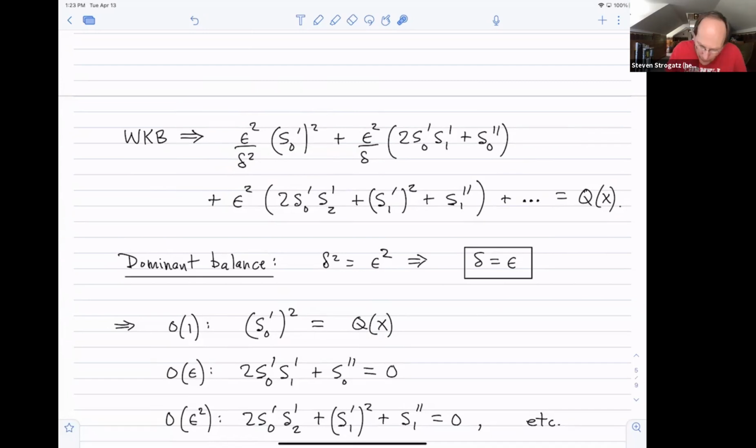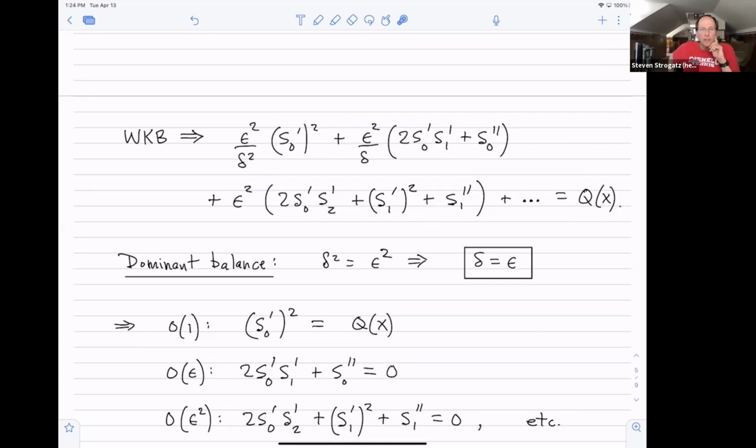At the next order, this is the order epsilon term right here. We have to make this term be 0, because there's no order epsilon stuff on the right-hand side where q is. So you get 0 for that. And also this term, if we want to go to the next order, we're not really going to need this term, in fact. But if we wanted to, we could set this equal to 0 as well, and we could go to any order that we want.